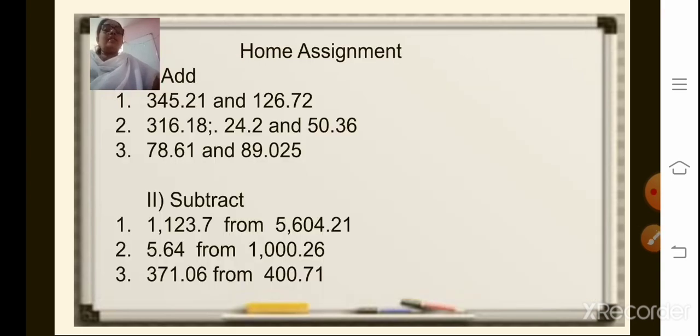Just solve all the 3 sums in your maths notebook. Now based on this addition and subtraction of decimal numbers, there are homework sums for you, which you have to do in your homework part. 3 addition sums and 3 subtraction sums.